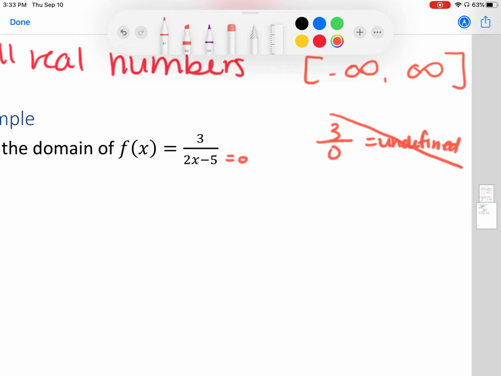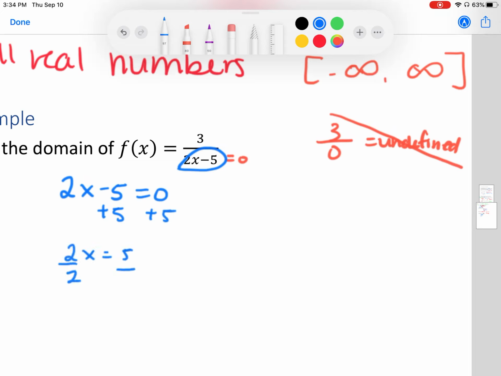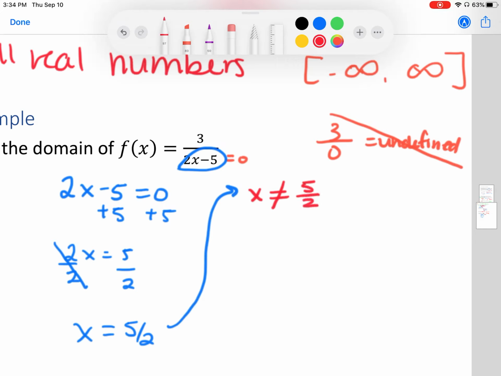Okay, so I need to find out where 0 would happen. That would make it so x can't happen. So let's solve for this denominator. We have 2x minus 5, set equal to 0, plus 5 plus 5. 2x is equal to 5, divided by 2, divided by 2. We're left with x is equal to 5 over 2. So this means that x cannot equal 5 over 2. Any other number is fine, just this is our restriction.